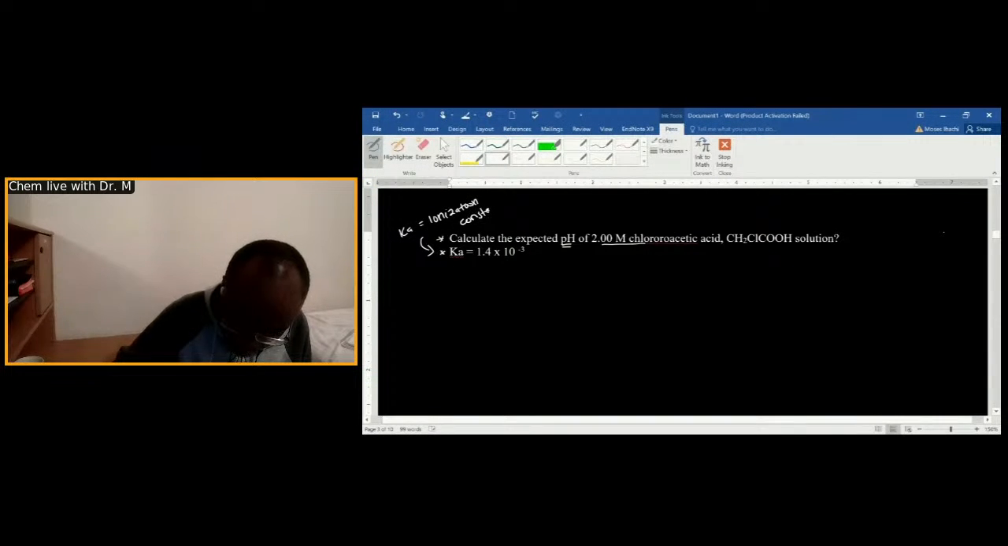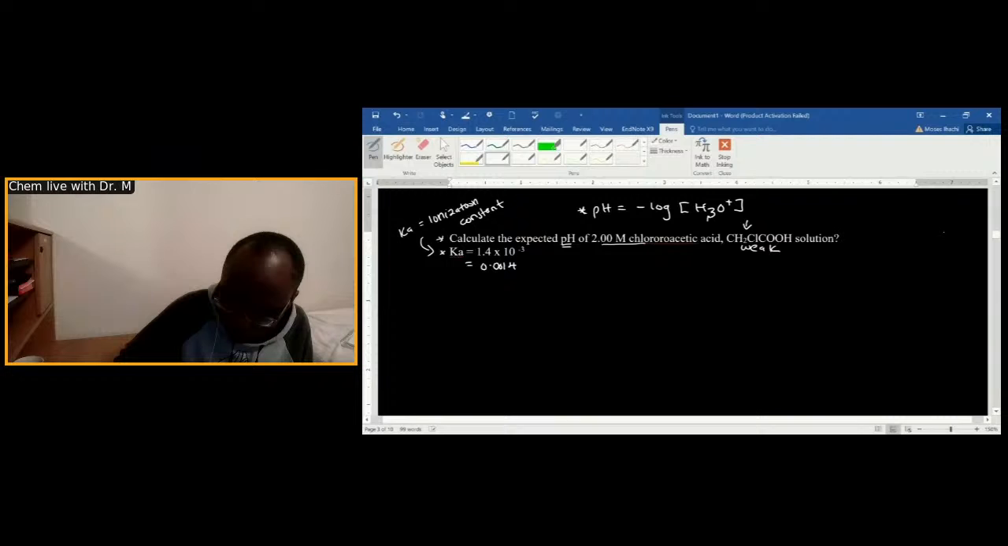Now, I want you to look at that number. It's very small. This is equivalent to 0.0014, I think. It's small, which means this acid does not ionize easily compared to HCl. So you cannot determine the pH as asked in the question directly using this formula. You have to use an ICE chart before you use that, because this acid is weak.